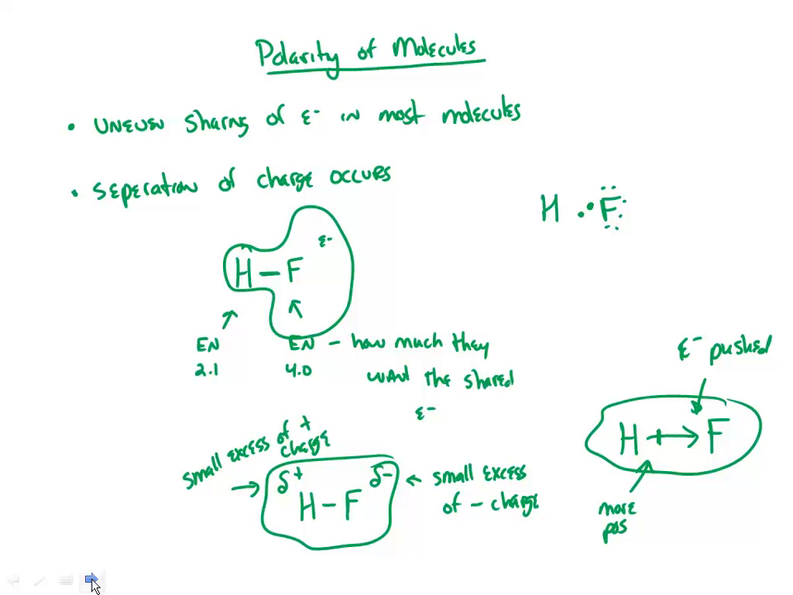And so we have two types of molecules. We can have nonpolar molecules, in which one of three things happen. The first is simply that there is no difference in electronegativity between atoms.